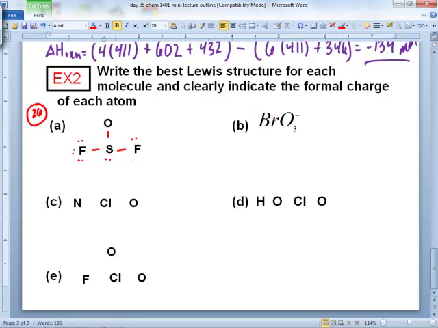And see if you can improve on that Lewis dot structure. Number of valence electrons minus the number of bonds minus the number of lone electrons. That's how you get formal charges.